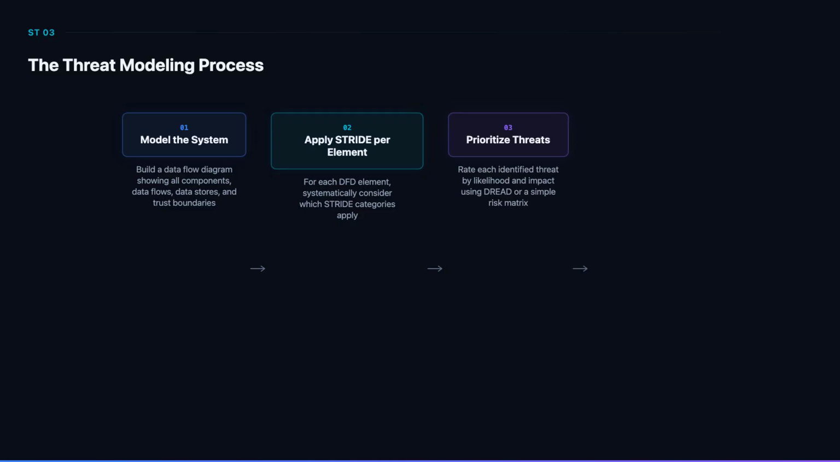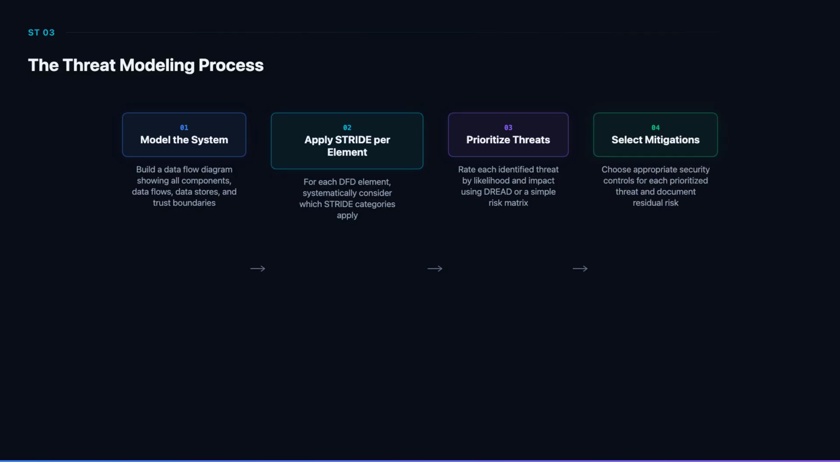Not all threats are equally important. Prioritize using a risk rating method like DREAD, damage potential, reproducibility, exploitability, affected users, and discoverability, or a simple likelihood times impact matrix. Focus remediation effort on high-risk threats that cross trust boundaries and affect sensitive data.